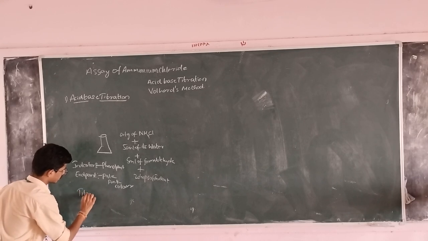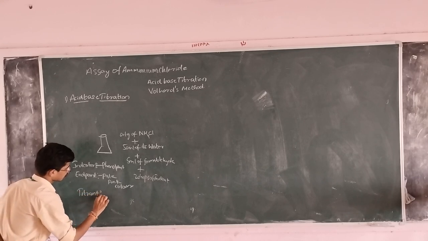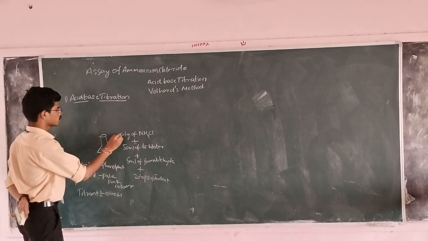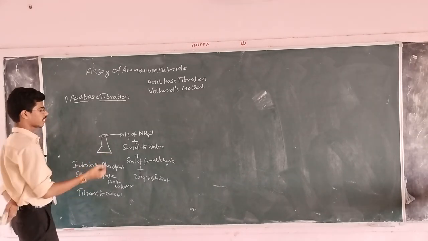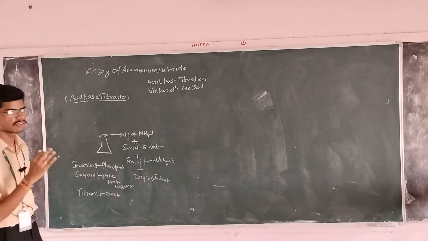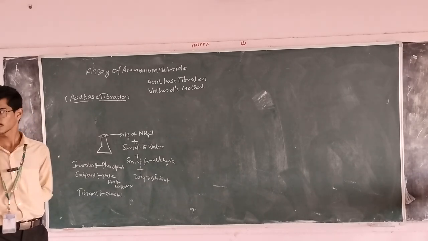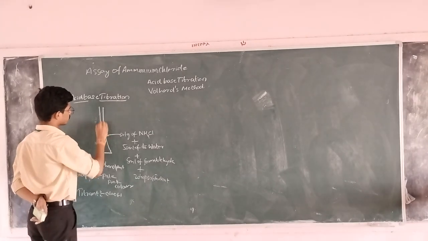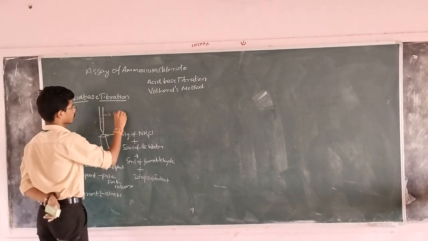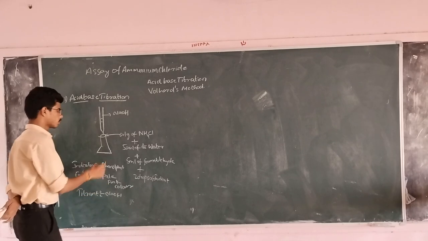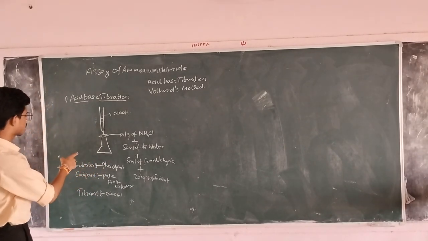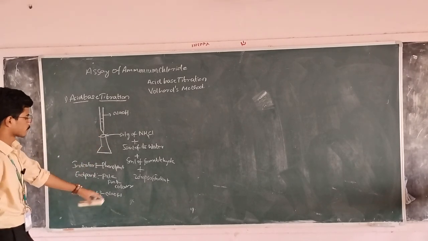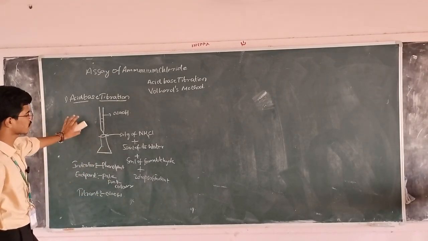And the titrant is sodium hydroxide. First we take 0.1 gram of ammonium chloride, 50 ml of distilled water, 5 ml of formaldehyde and 2 drops of indicator, and it is titrated against sodium hydroxide with phenolphthalein until the appearance of pale pink color. This is the first method, the acid-base titration method.